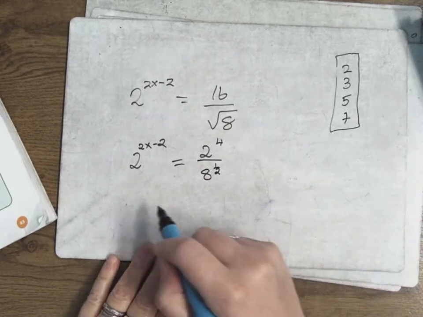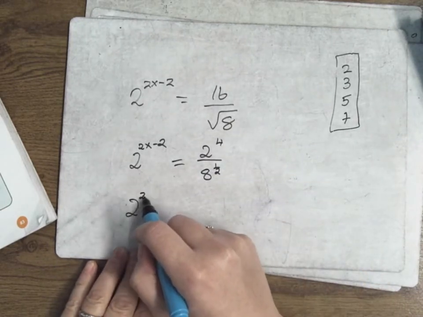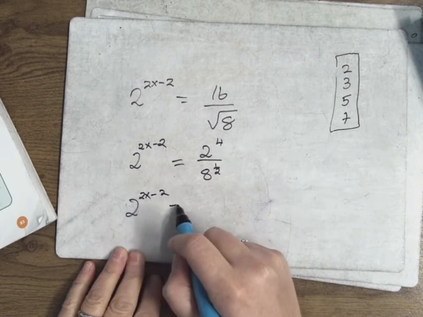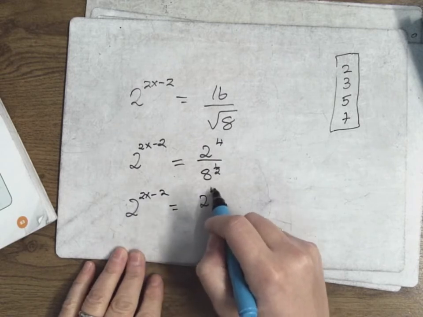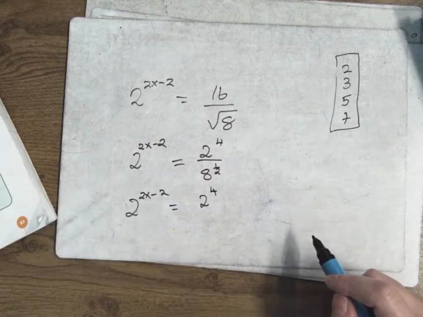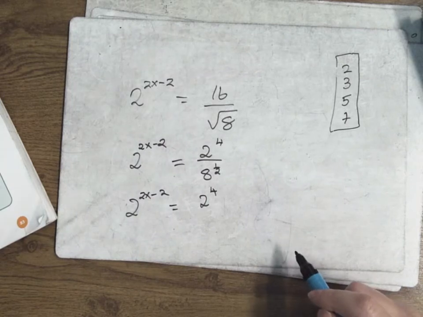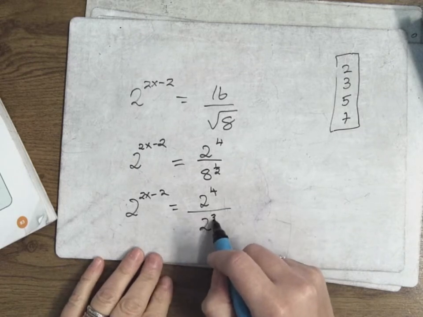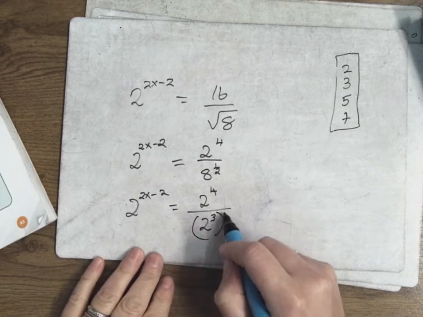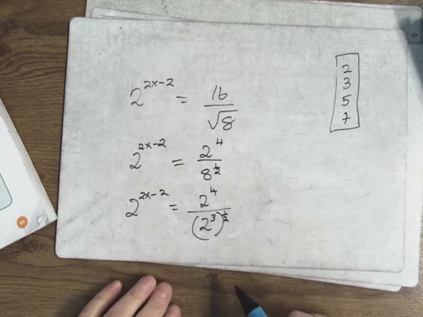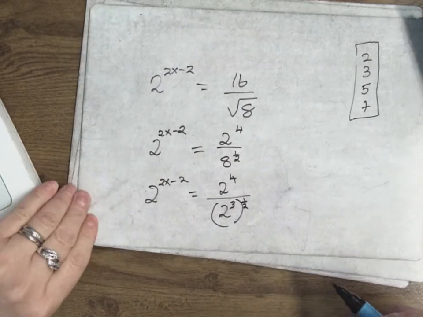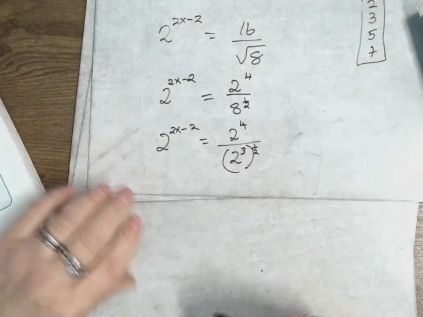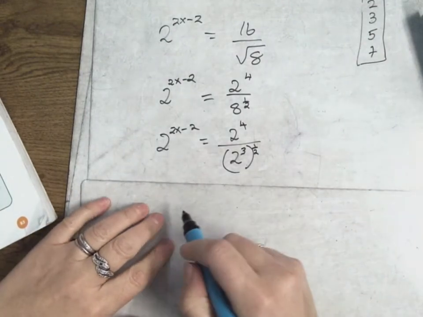So that will be 2 to the power of 2x minus 2 equals 2 to the power of 4. This still isn't as a power of 2. But now I can write 8 as a power of 2. 2 by 2 is 4, by 2 is 8. So it's 2 to the power of 3. And that's all to the power of a half, because it's 8 to the power of a half. Is that okay? So raising a power to a power, that's rule number 3 underneath the line.